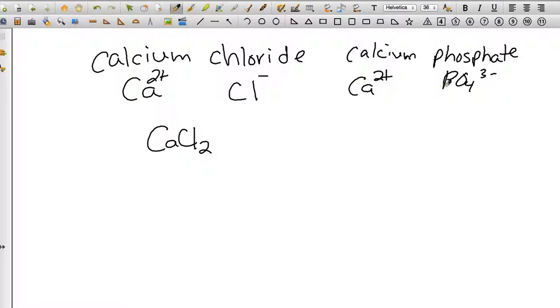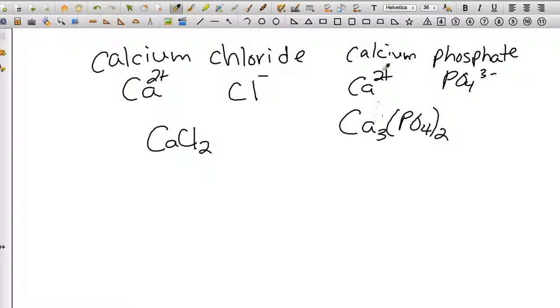2 and 3, the closest number they have in common is 6. So how do I get to 6 here? It would take subscript 3 calciums, each giving 2. So 3 times 2 is 6 positive, so 6 electrons being given away. And it's going to take 2 phosphates, because 2 times negative 3 is negative 6. We need the charges to balance.